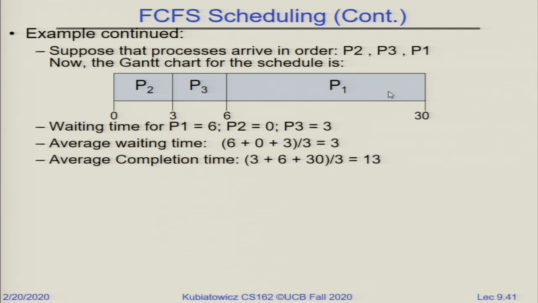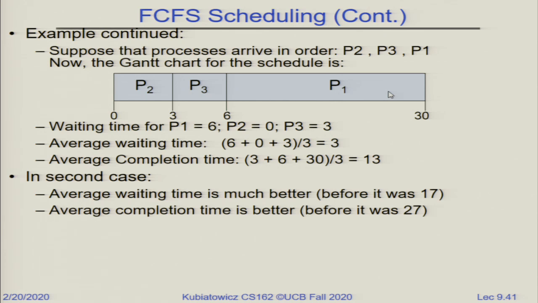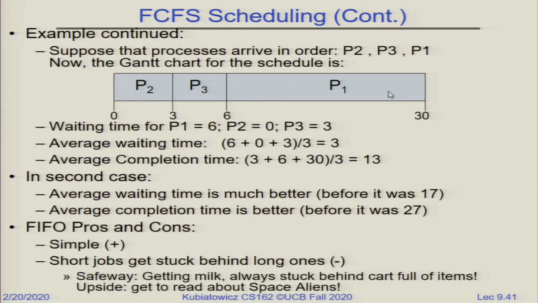So here's our example of what happens if we just get a different order. Now, notice our average waiting time is 3 and our average completion time is 13. We've come way down only because of accidental arrival order. So hopefully this indicates that perhaps first come, first serve is really not the right thing. So the FIFO pros and cons are, one, it's really simple.